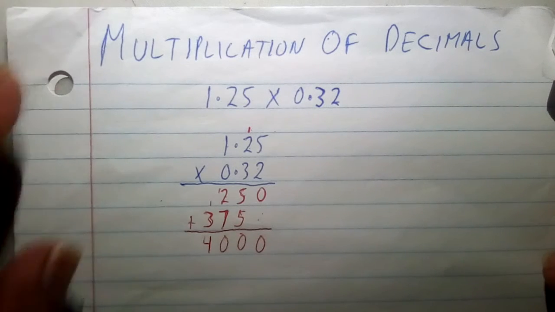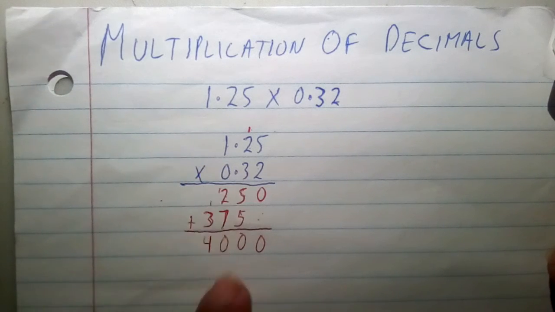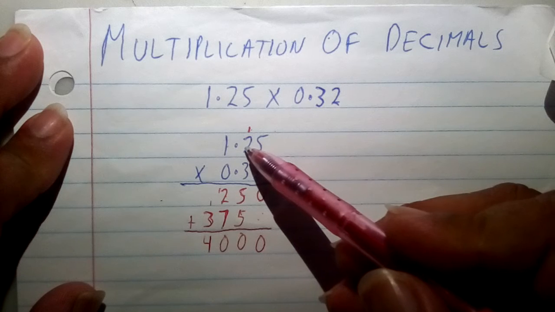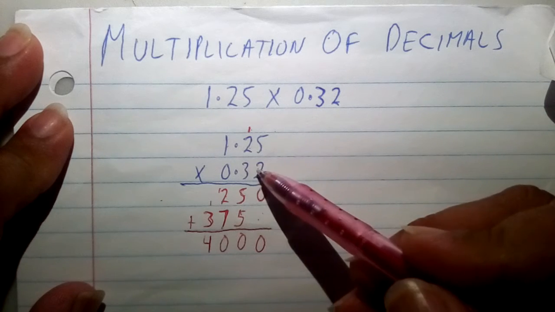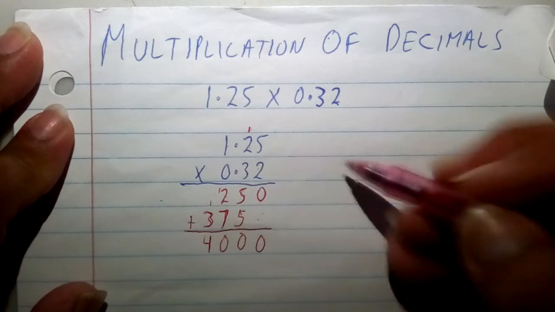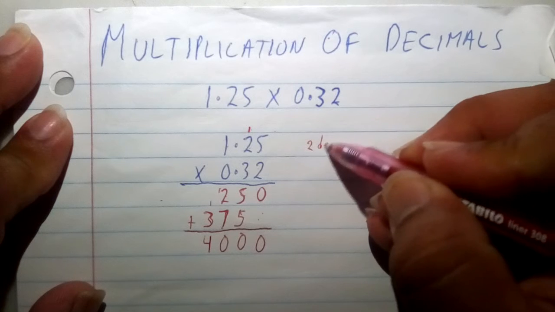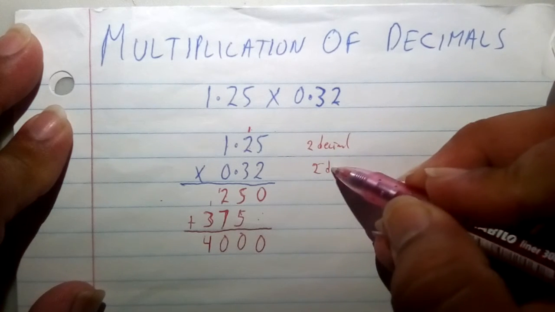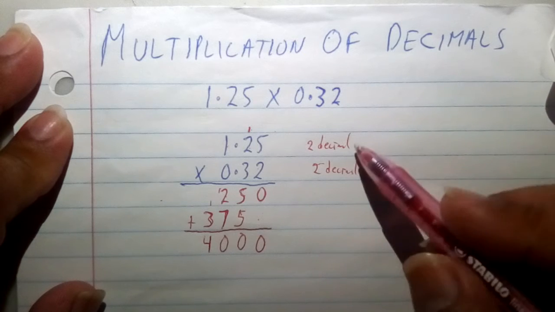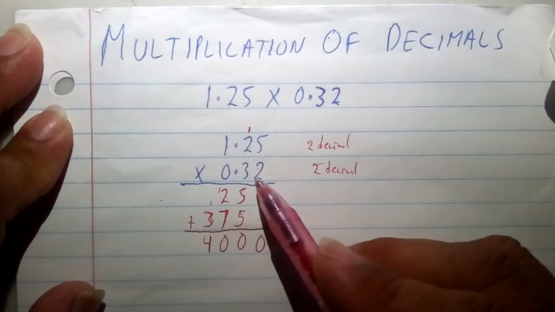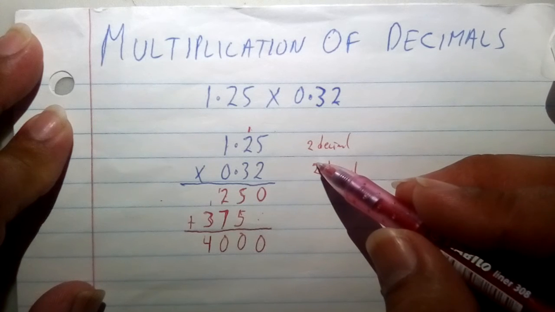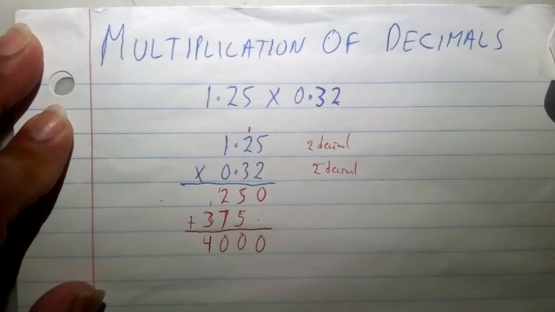Now we had decimals here, and we may end up with decimals at the end. So what you do is this: count the number of decimal places to the right in each of the numbers that you multiplied. There are 2 decimal places here, and 2 decimal places here. In other words, you have 4 numbers to the right of the decimal in total.